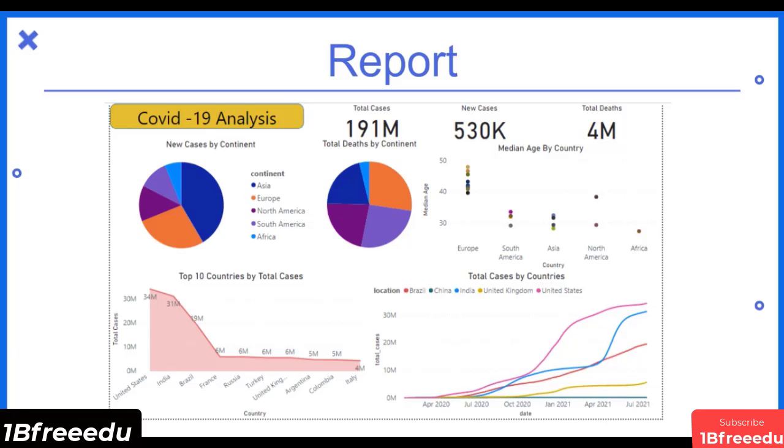The criteria that we have taken primarily is the countries, the continents over here, and the various things that are analyzed, including the total cases, the new cases, the total deaths, and the factor that influences these things, such as the median age of the people of that particular country. So this is the kind of report that we would be creating in Power BI. So let's start with the process.